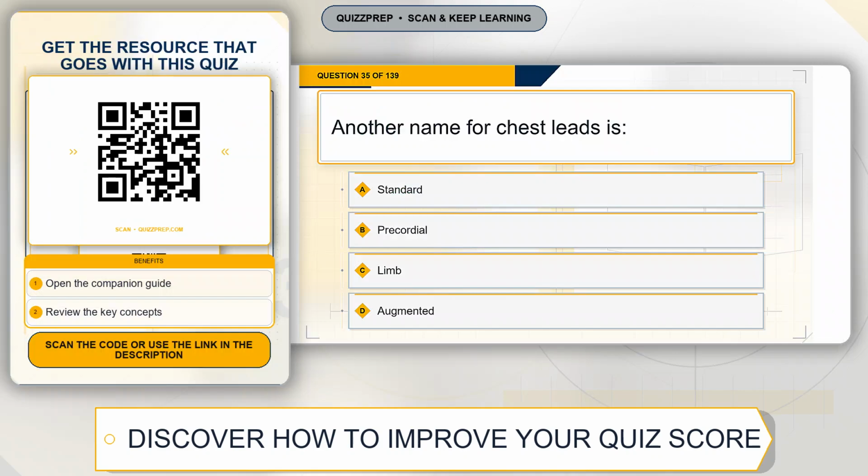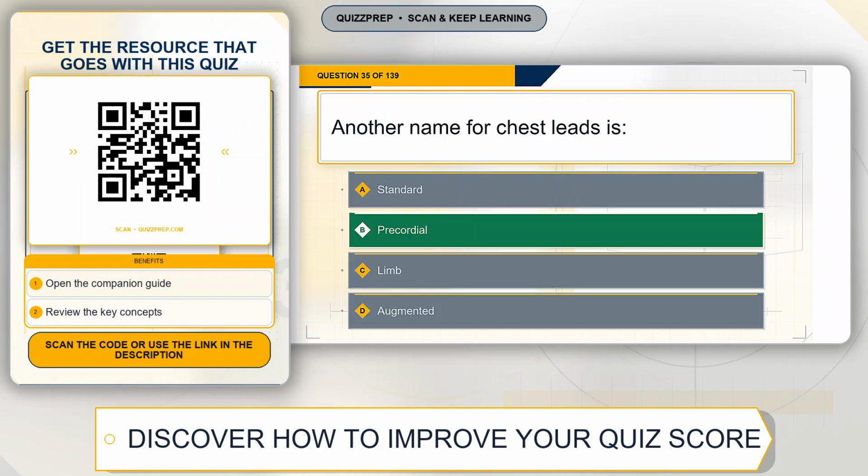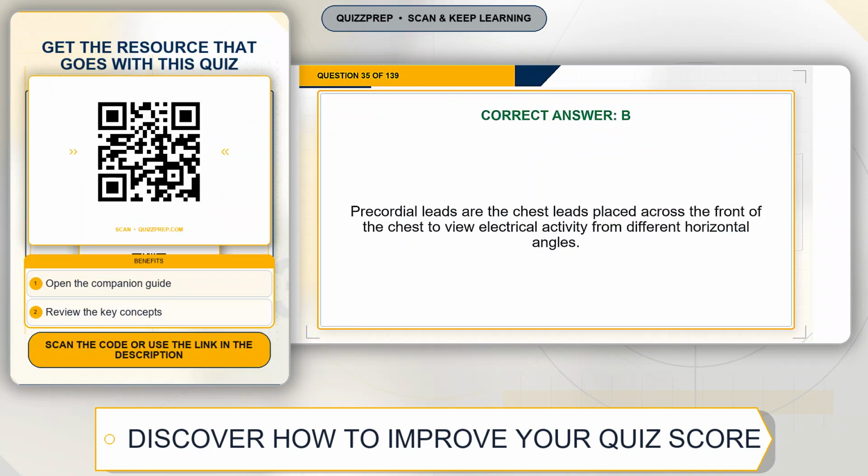Question 35. Another name for chest leads is. Option A, standard. Option B, precordial. Option C, limb. Option D, augmented. The correct answer is option B, precordial. Explanation. Precordial leads are the chest leads placed across the front of the chest to view electrical activity from different horizontal angles.